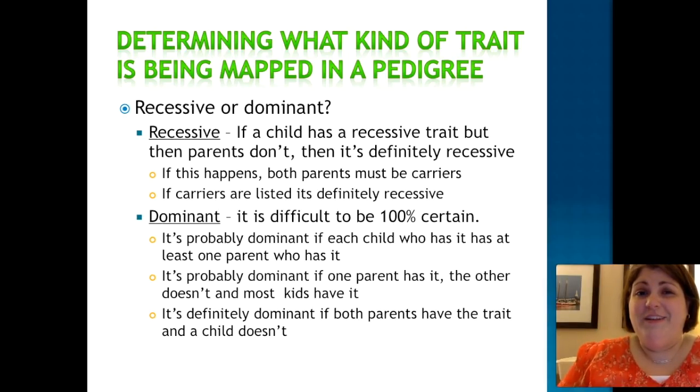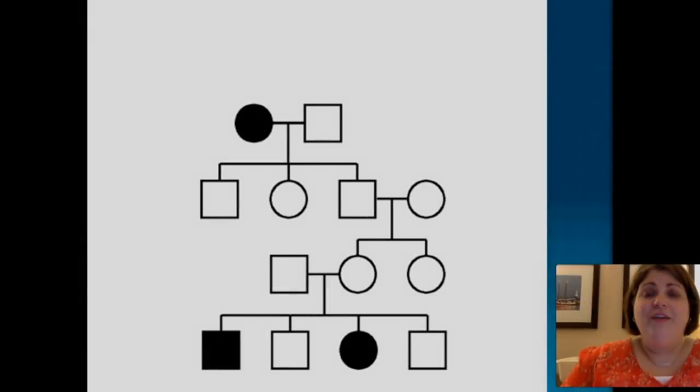Finally, the one clue that definitely tells us that the trait we're looking at is a dominant pedigree is that if both parents have it and the child doesn't, then both parents have to be showing the dominant trait, but also heterozygous, so that the kids can inherit the recessive allele from both. So let's try this out.